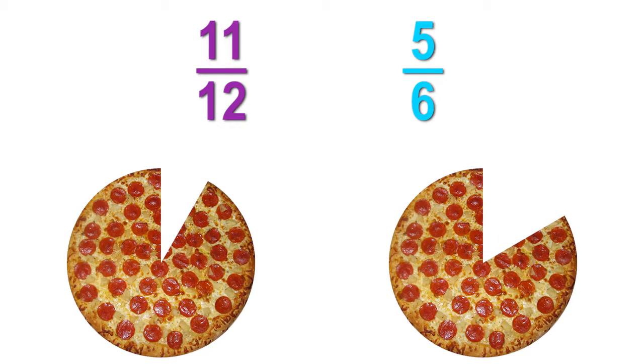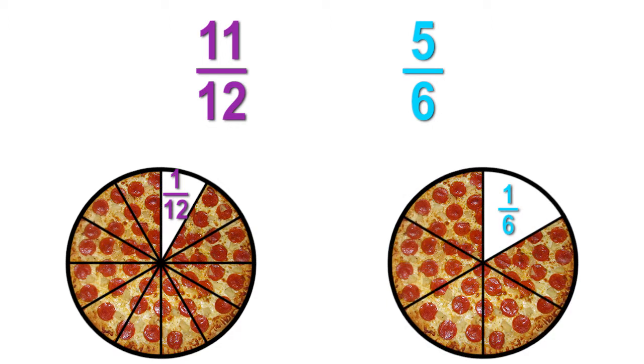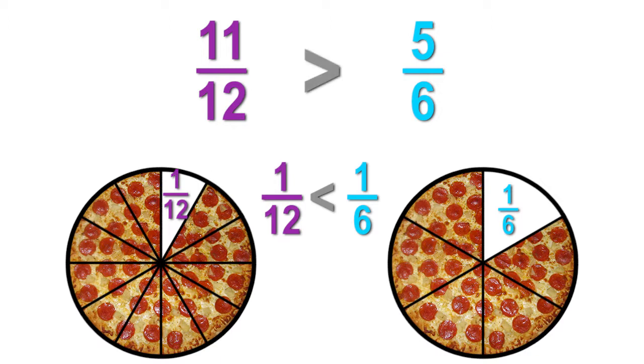Let's look at another example, 11/12 and 5/6, and let's think about it like pizzas. We know that there is one piece missing from each pizza or whole. However, a pizza that is cut into 12 pieces, or 12ths, would have much smaller slices than the same pizza that is cut into 6 pieces. So if we compare the missing pieces, 1/12 is much smaller than 1/6, so there is less missing from the fraction 11/12. This means that 11/12 is greater than 5/6.